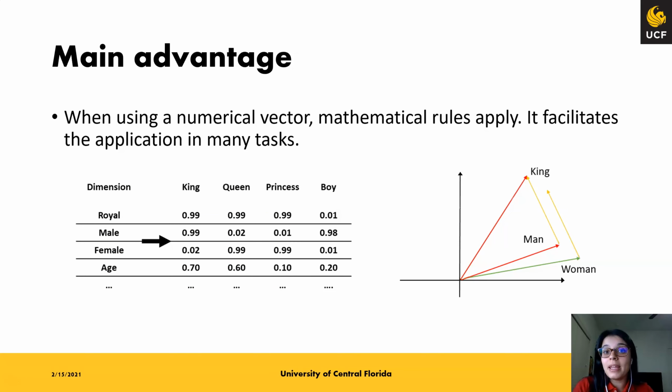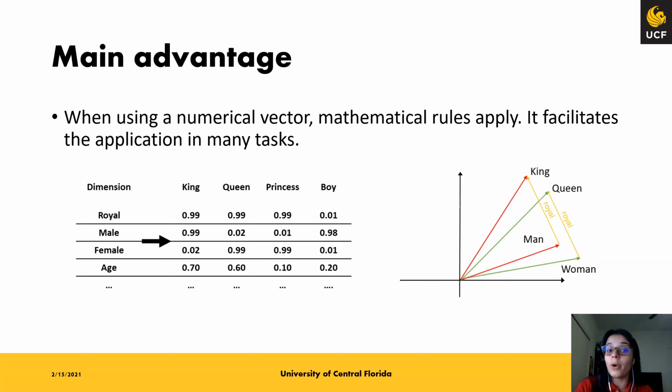The use of word embeddings to represent words has many advantages, but the main one is that when we are using a numerical vector to represent a word, mathematical rules apply. And that facilitates the application in many tasks because we can do sum, subtraction, and multiplication of vectors that actually represent words. So we can actually sum two words together and get another one. For example, in this case, we can have woman and we can sum with royal and we're going to have queen.